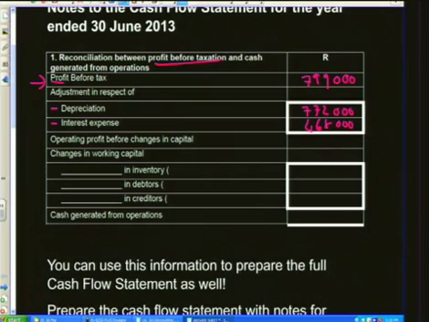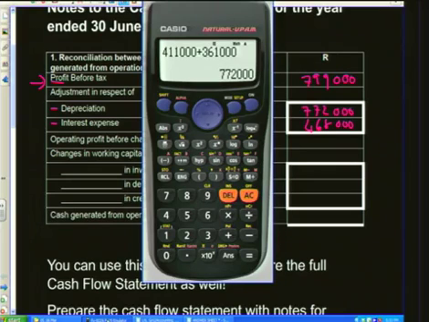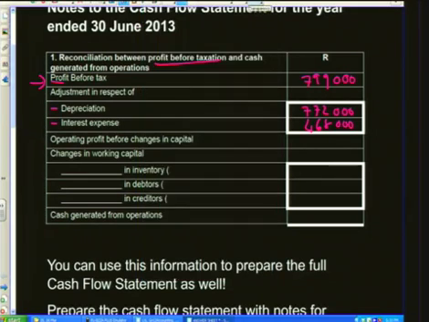Those 2 things are our 2 adjustments, and what we must do is add them up to get our operating profit before changes in working capital. So there's my 772,000. It's already in the calculator. I'm going to add the net profit before tax, which was 799,000, and I'm going to add the adjustment for interest, which is 468,000, and that gives me 203,900. Let's write it in here. That number is called my operating profit before changes in working capital.